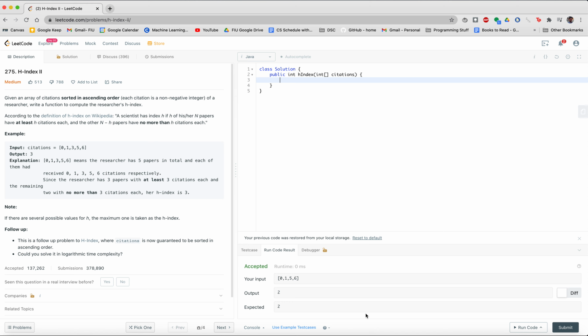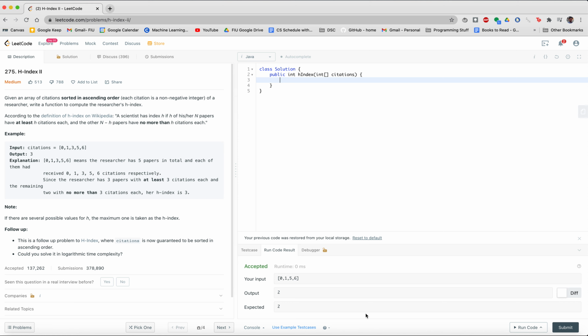Given an array of citations sorted in ascending order where each citation is a non-negative integer, so for instance, all the numbers in the array will be greater than the last one in the array. That's all that means. Write a function to compute the H index.